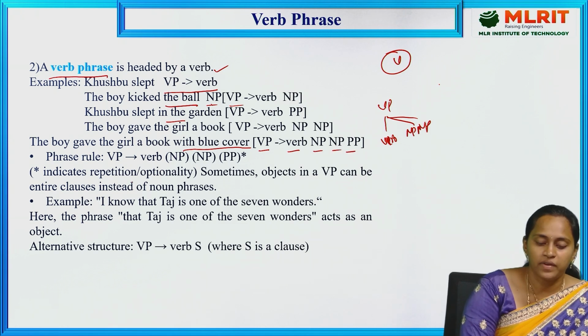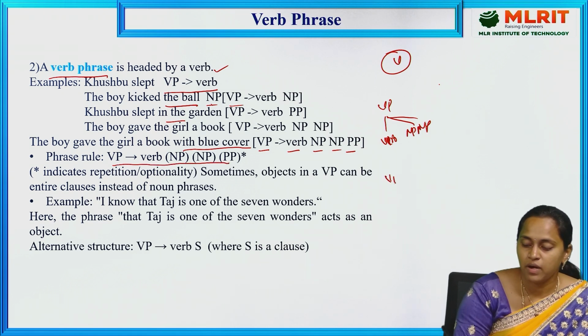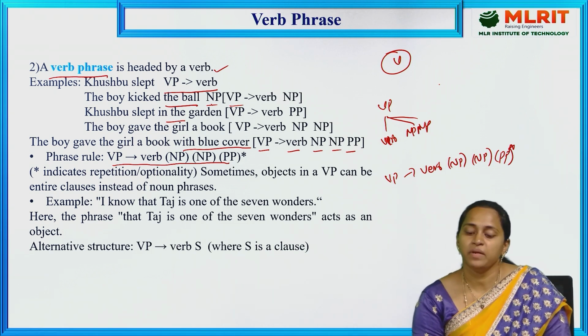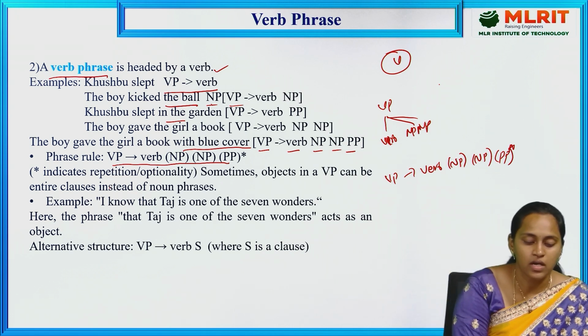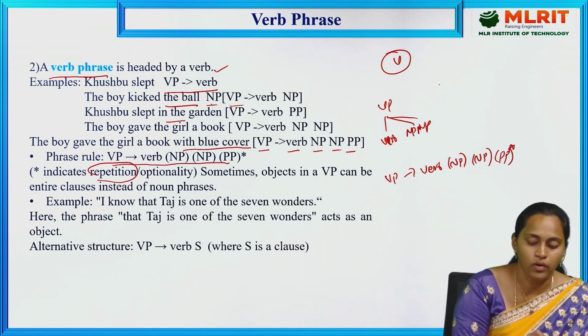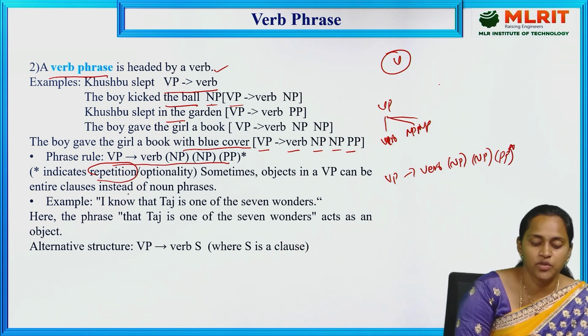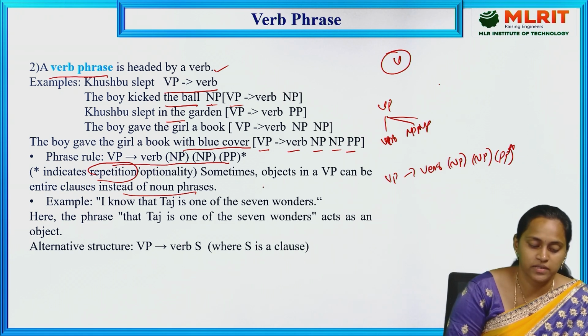This is the phrase rule which we use in defining the verb phrase. Verb phrase equals verb, noun phrase, prepositional phrase. So what is the meaning of the star here? It defines the repetition of the word or phrase. Sometimes an object of the verb can be an entire clause instead of noun phrases. It means entire sentences can act as objects.